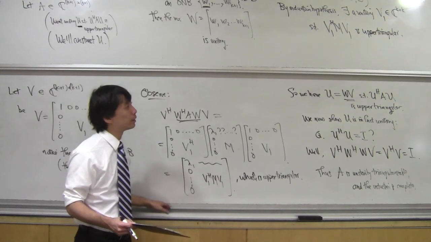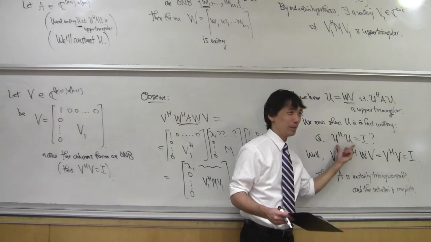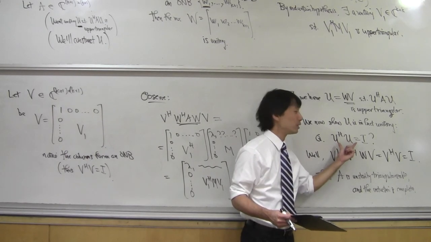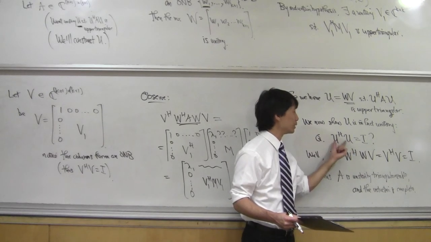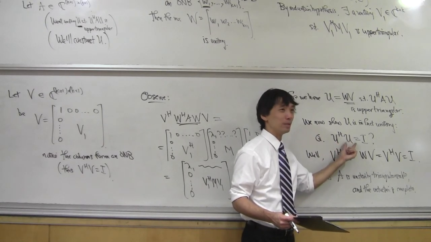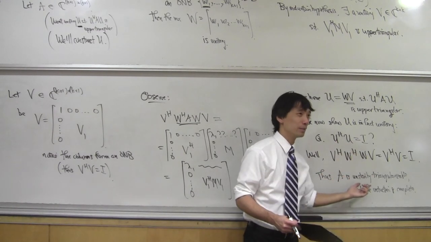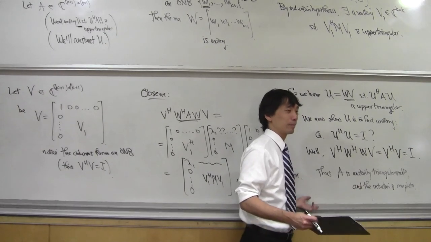How do we know the columns of U are an orthogonal basis? This was our question, right? If this is true, then the columns are an orthogonal basis. This is equivalent to the columns being an orthogonal basis. If the conjugate transpose multiplied by this is the identity matrix, that means that the columns are an orthogonal basis. So we just calculated it, and it turns out to be an orthogonal basis.